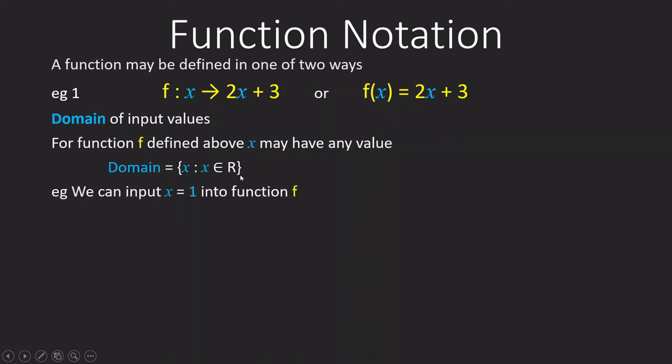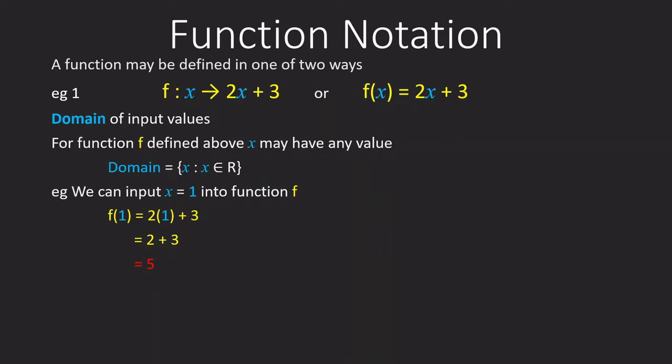For example, I could substitute x equals 1 into function f. I say that f of 1 is the same thing as 2 times 1 plus 3. 2 times 1 is obviously 2, so this is 2 plus 3, which is 5. So my input value was 1 and my output value is 5.